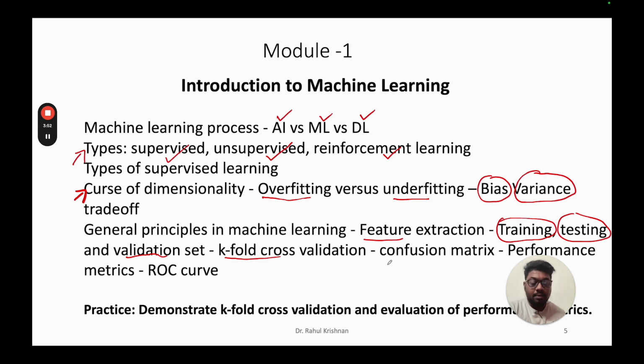Then the performance metrics like the confusion matrix. This is focused on the syllabus, but we will look at the performance metrics of supervised and unsupervised learning separately. For supervised we have linear regression and classification. We'll see that also. And ROC is also a performance metric we use in classification. So this is all about module 1, the introduction, what we study in module 1.